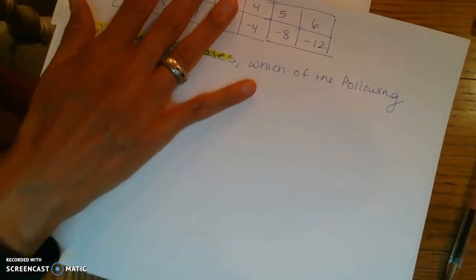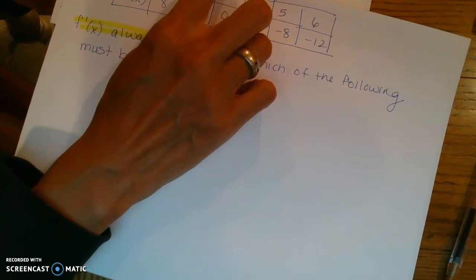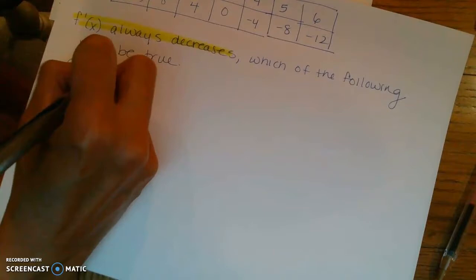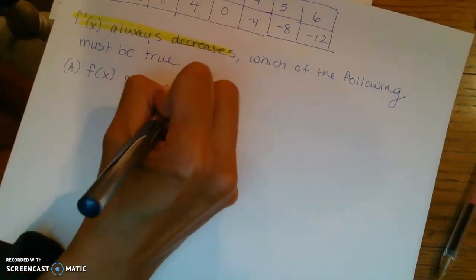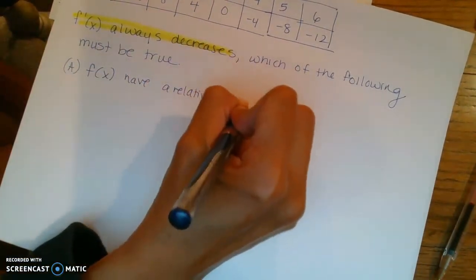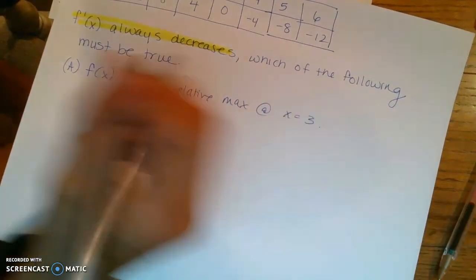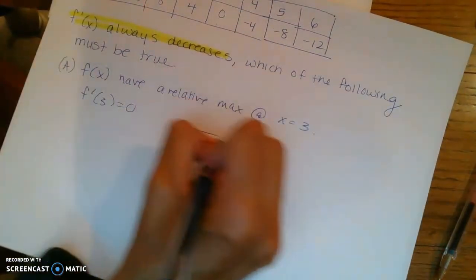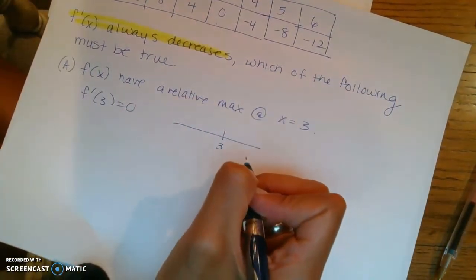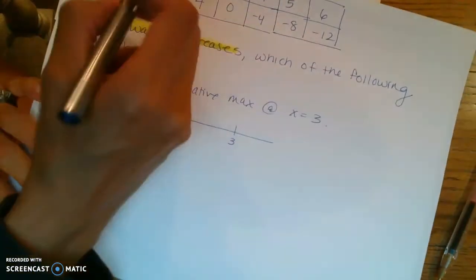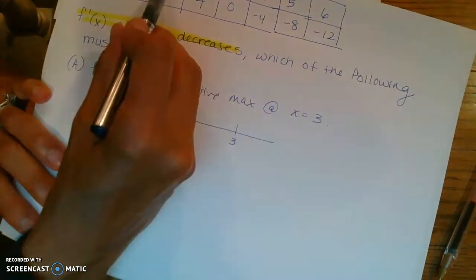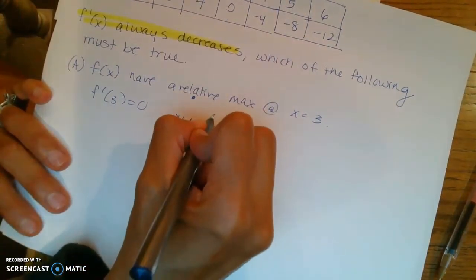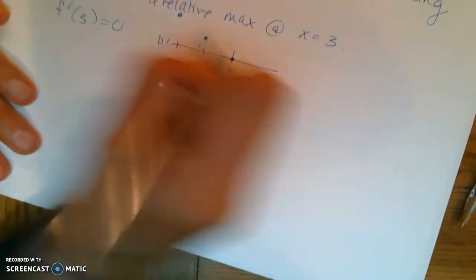So you start looking at this. Relative max at x equals 3 for f of x. Well, if I'm looking at choice A, does f of x have a relative max at x equals 3? Well, let's see. Do I have f prime of 3 equal to 0? I do. Okay, so right now I do know that 3 is a critical value. Now, they're telling me for my f prime at 1, it's 8, somewhere high. f prime of 2, it's 4. Then f prime of 3, it's 0.